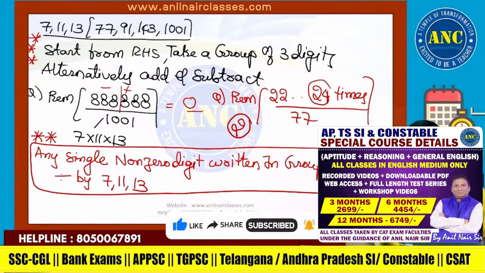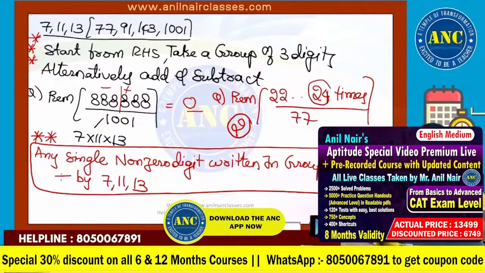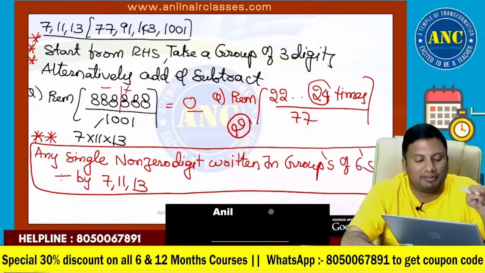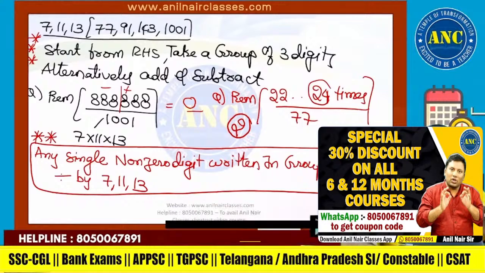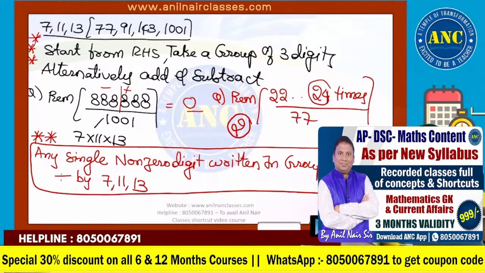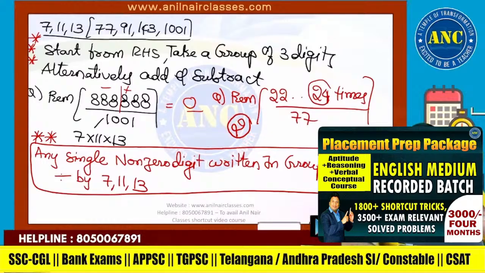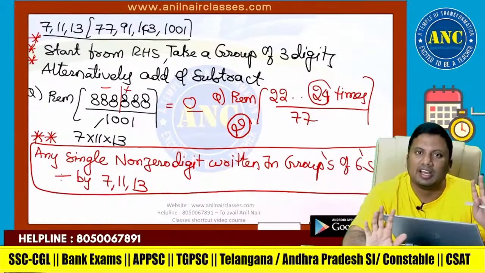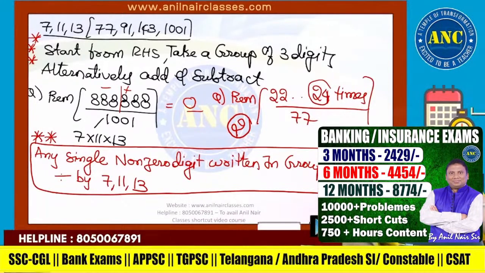Divisibility rules for 7, 11, 13 and their multiples are based on the Chinese remainder theorem. The divisibility rule of 12 is the divisibility rule of 3 and 4. The rule of 77 is the rule for 7 and 11. 91 is 7 and 13. 143 is 11 into 13. 1001 is 7 into 11 into 13. Any single non-zero digit written in groups of 6 is always divisible by 7, 11, 13.